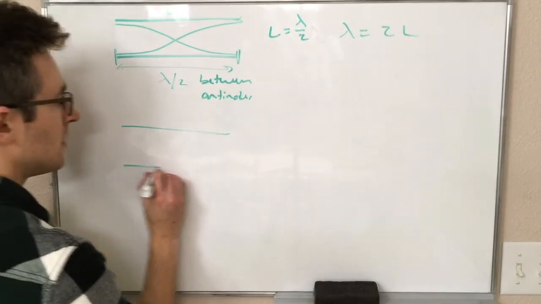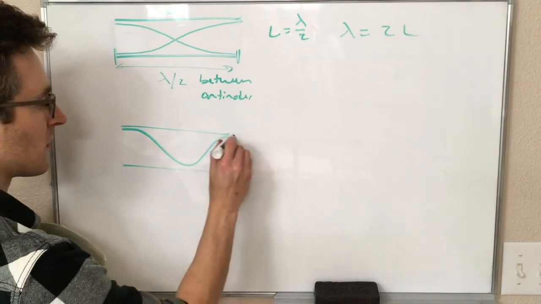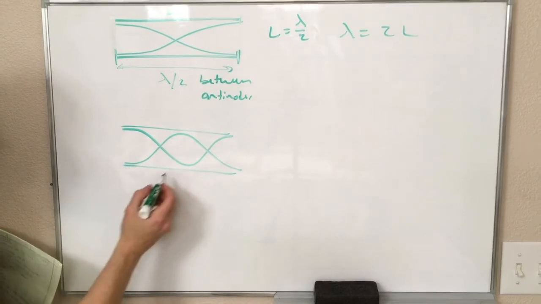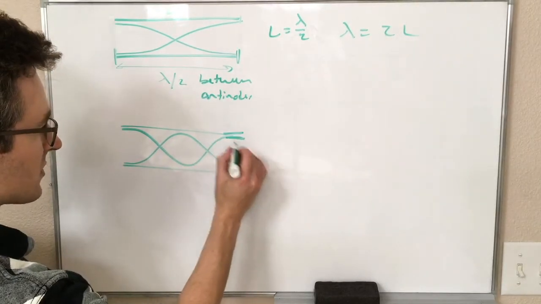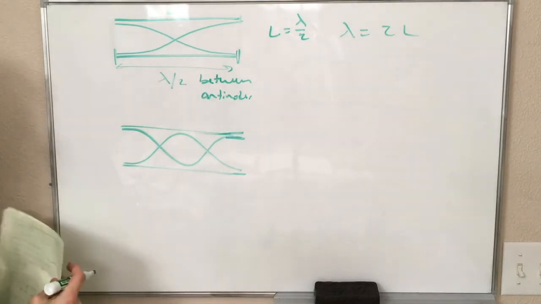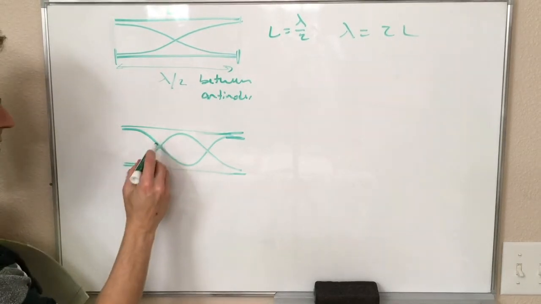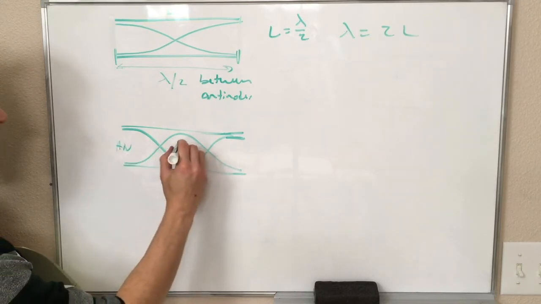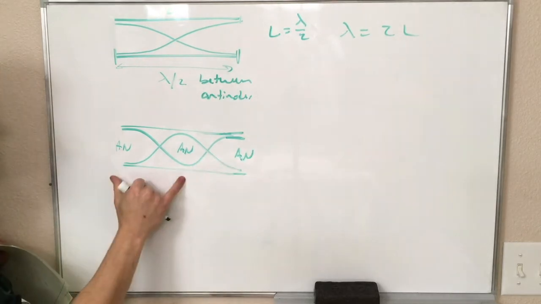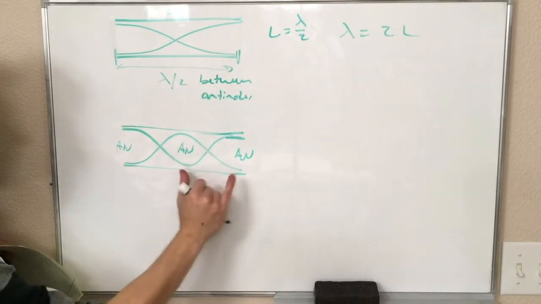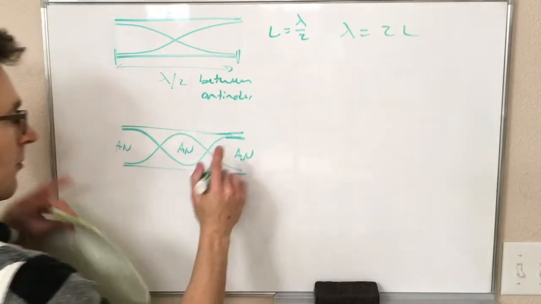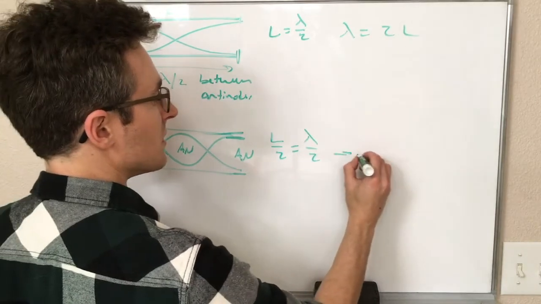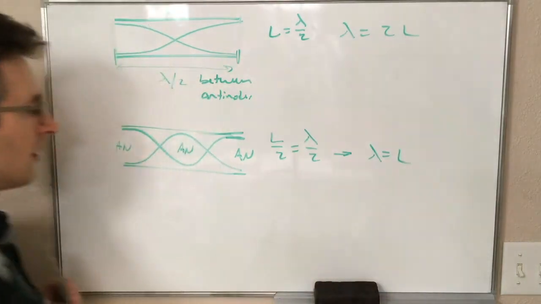Our next standing wave pattern looks like this. So here, let's try to draw this a little more symmetrically. That's a little better. So here, we have an antinode and an antinode and an antinode, right? So we know that this distance, as we saw above, is half a wavelength, and this distance is half a wavelength. So my half wavelength is half of my L, which means lambda is just equal to L.